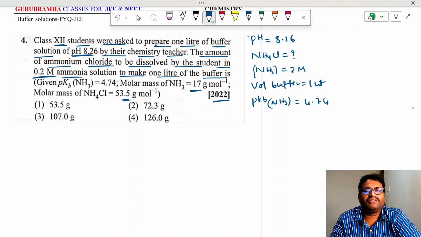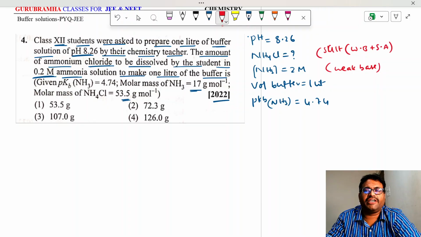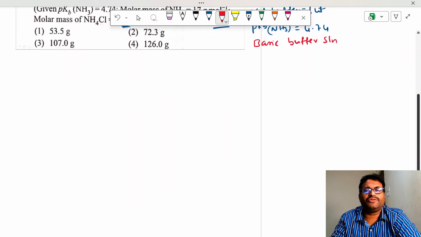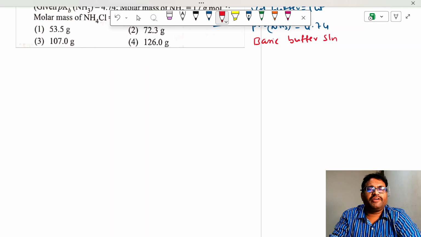What are you finding? There is one weak base, and this is a salt of a weak base with a strong acid. So what buffer solution is it? Basic buffer solution. First you have to understand that it is a basic buffer solution.